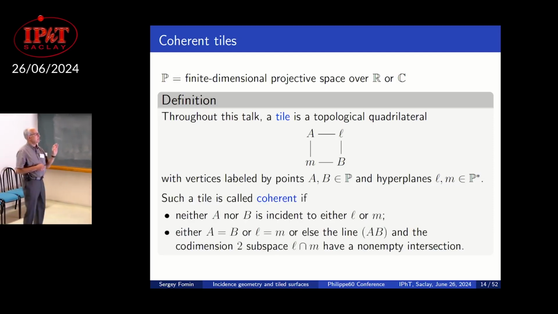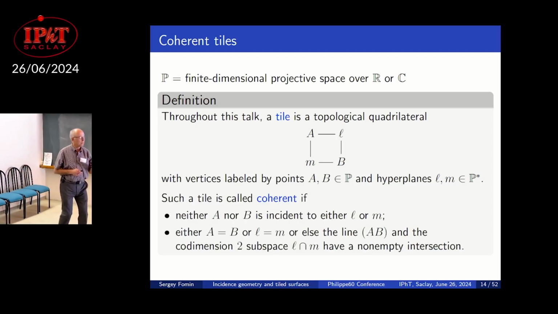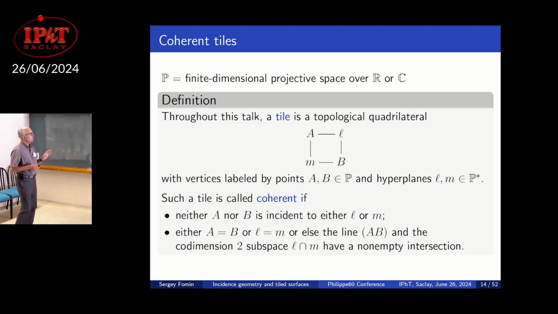And we say that such a tile is coherent if, first of all, some soft conditions, like we don't want A and B to be incident to L and M.